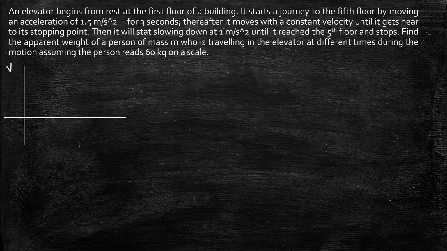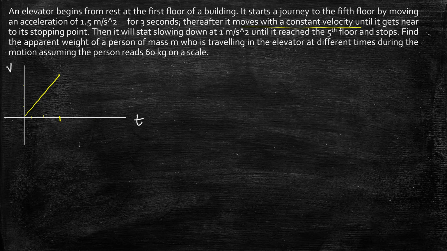So if this is my velocity-time graph, I know that for the first 3 seconds, I'm speeding up. And since I'm speeding up, it means that my velocity is increasing with time. So as time goes by, my velocity is going to increase at a constant rate, so I'm going to have a straight line like that. Then it says that thereafter it moves with a constant velocity. A constant velocity means that my velocity is not changing with time, so it stays at whatever it was before. It doesn't mean that it's zero. It means that it's going to be constant.